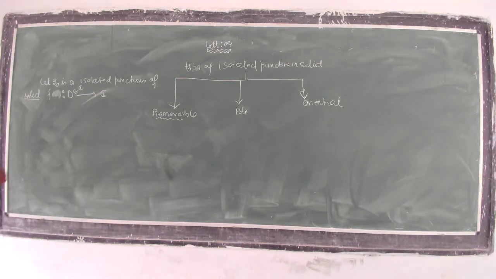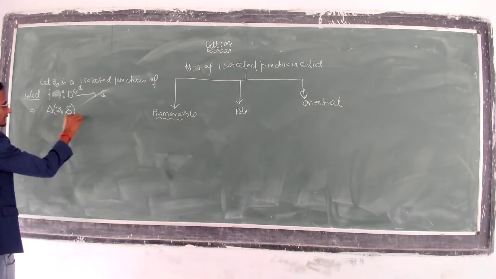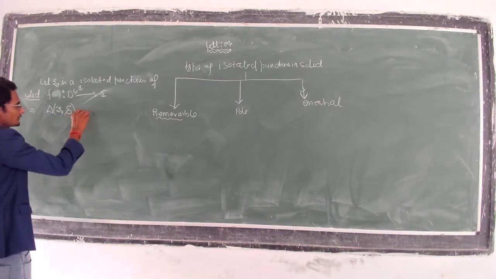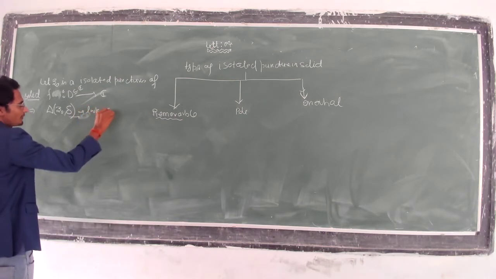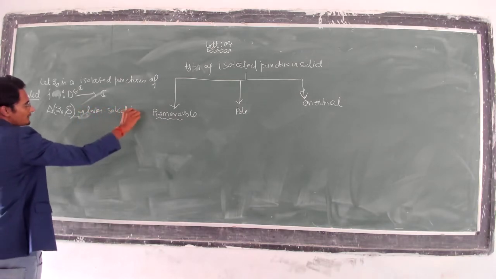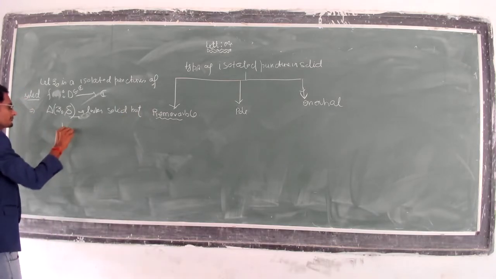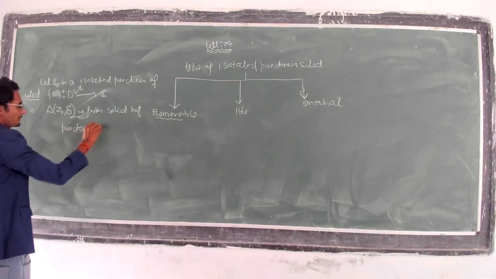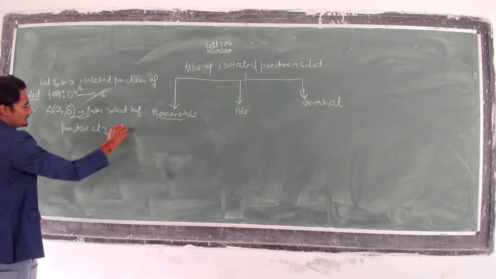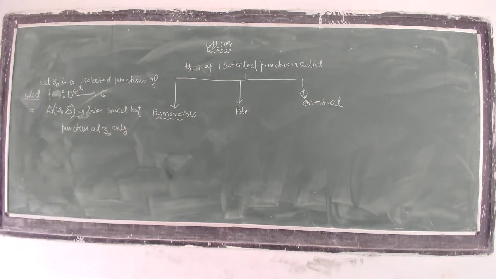This implies that there is a disk containing Z naught with radius delta. This is a disk. This looks solid, but there is a puncture at Z naught only, right? That's why it is isolated. This is a puncture at Z naught only. Then how will you check whether it is not a solid at Z naught?